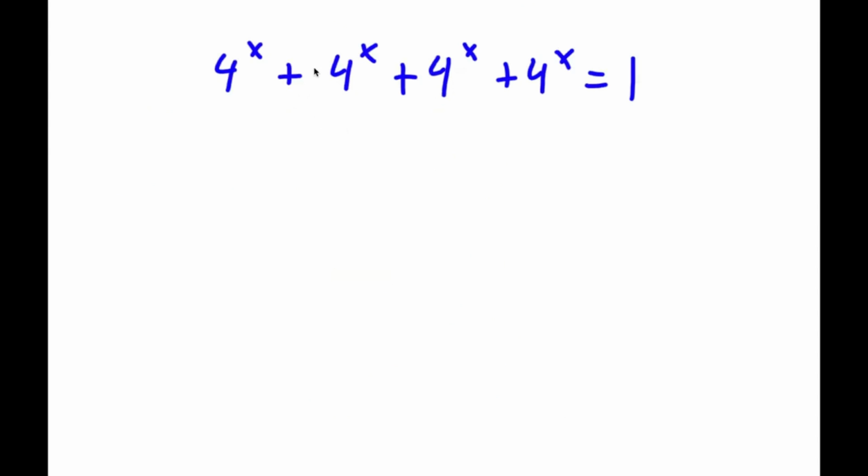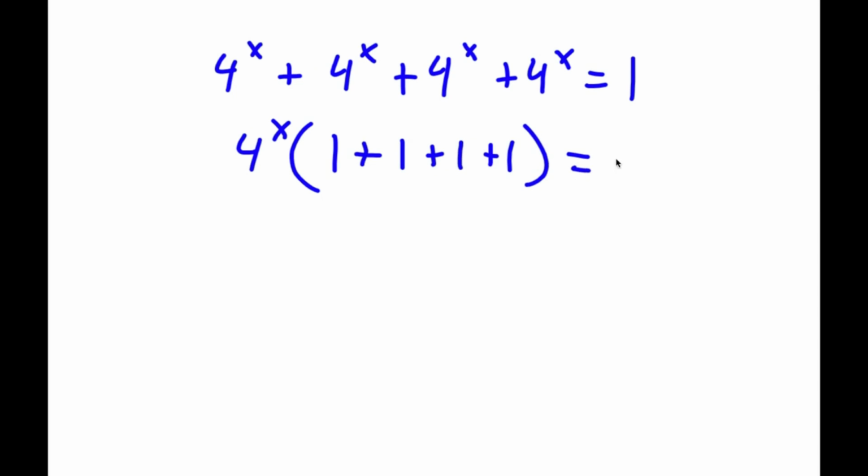Alright, so I have 4 to the power of x plus 4 to the power of x plus 4 to the power of x plus 4 to the power of x is equal to 1. Now the first thing I'm going to do is, because my left-hand side has all our terms being 4 to the power of x, I'm going to factor out 4 to the power of x. So now I have 4 to the power of x times, well, 4 to the power of x divided by 4 to the power of x is 1, because anything divided by itself is 1, and because all my terms are 4 to the power of x, I have 1 plus 1 plus 1 plus 1. And this is equal to 1.